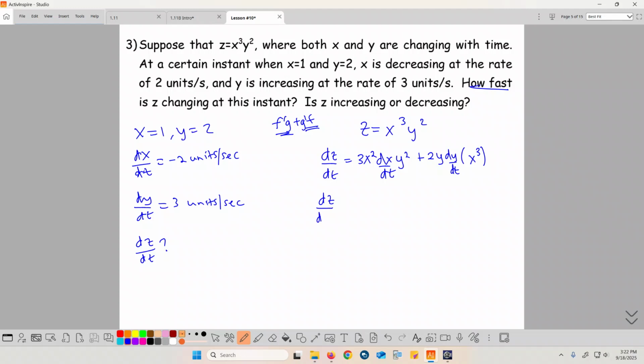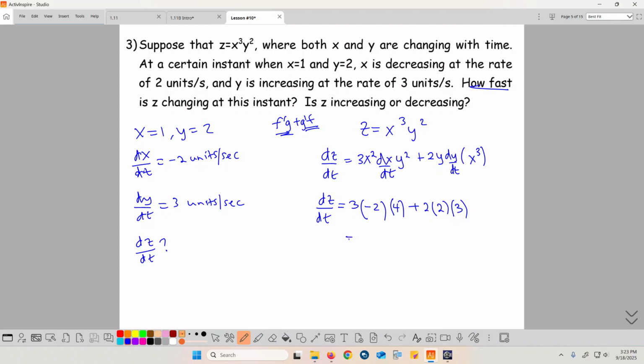So this tells me that dz dt would equal, let's see, x is going to be, we said 1. So that's 1 squared. We know that that's 1. So let's put here 3 times dx dt. That's negative 2. Y is going to be 2. And so 2 squared should just be 4. Okay? Plus, let's do the rest of this. So 2 times y, which is 2, dy dt, that is 3. Okay, and x cubed, remember x was 1, so 1 cubed is just 1. I don't think we need to multiply by 1. We are good.